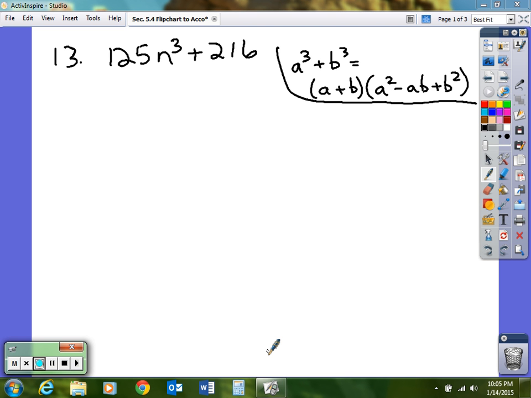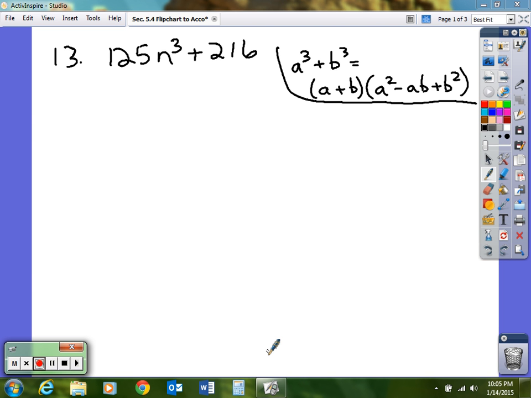Let us take a look at a few problems from your Section 5.4 worksheet, Factoring and Solving Polynomial Equations. We'll start first with problem number 13. Problem number 13 says 125n cubed plus 216. This is a sum of cubes problem. Let's remember the sum of cubes formula listed up and to the right on your screen.